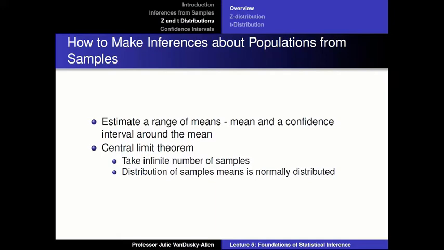We can do this because of something called the central limit theorem. The central limit theorem tells us that if we collect an infinite amount of samples, let's say we take an infinite amount of samples of 1,000 observations each, 95% of the time, the sample means from each of those samples will be very close to the true population mean. This is because the distribution of the sample means is normally distributed.